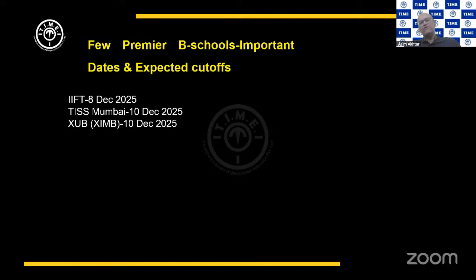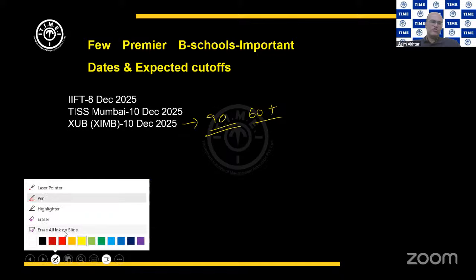As far as CAT goes, if you are someone who is expecting around 90 percentile overall and 60 plus percentile in each of the sections, then surely consider applying to this particular business school. They offer pretty good education. They have a fabulous infrastructure in place in the city of Bhubaneswar. So this is about Xavier University, Bhubaneswar.